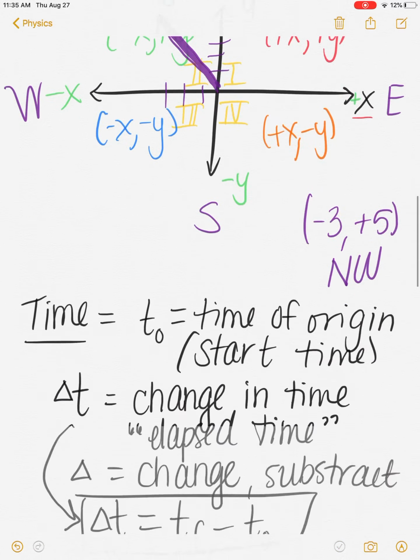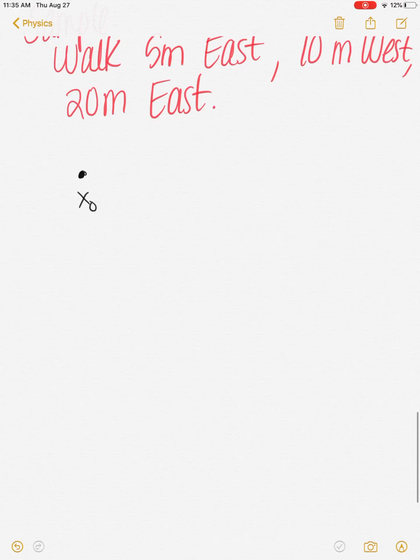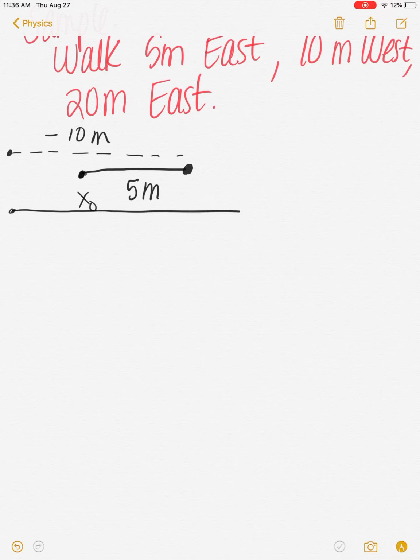The first part of my motion was me moving 5 meters to the east, right there. But then I decided that I needed to go 10 meters the opposite direction. I'm going to call that a negative 10 meters because I was headed in the opposite direction. Finally, I turn back around and I go 20 meters total.